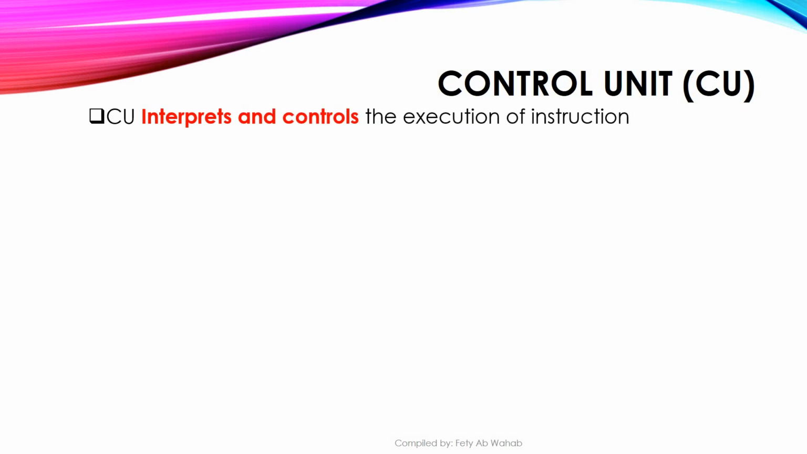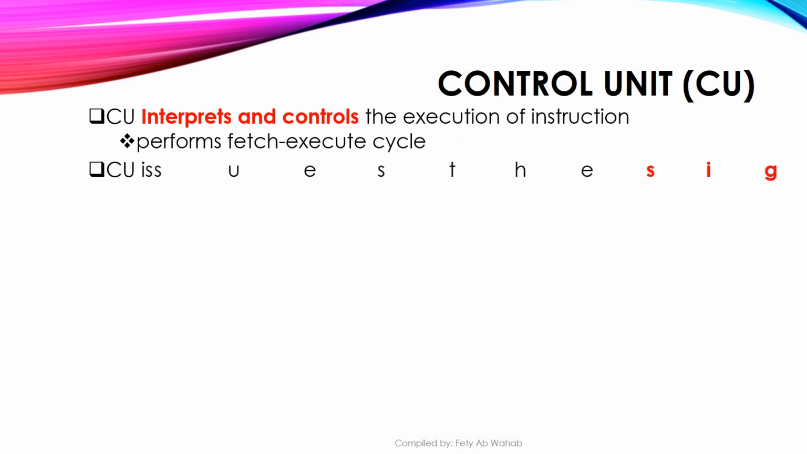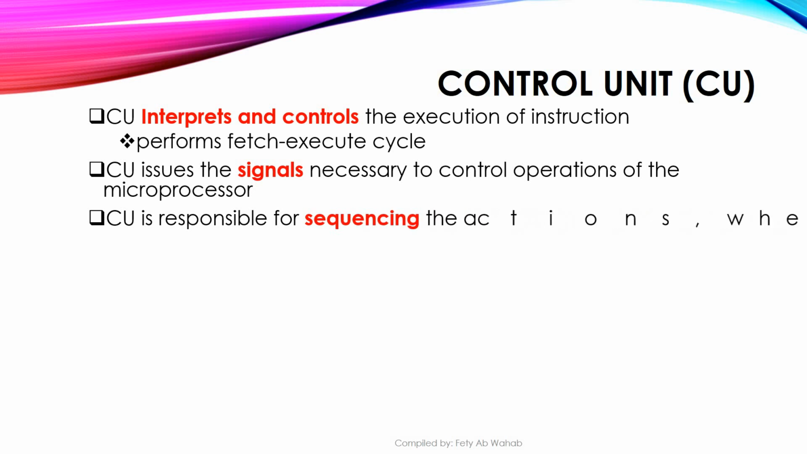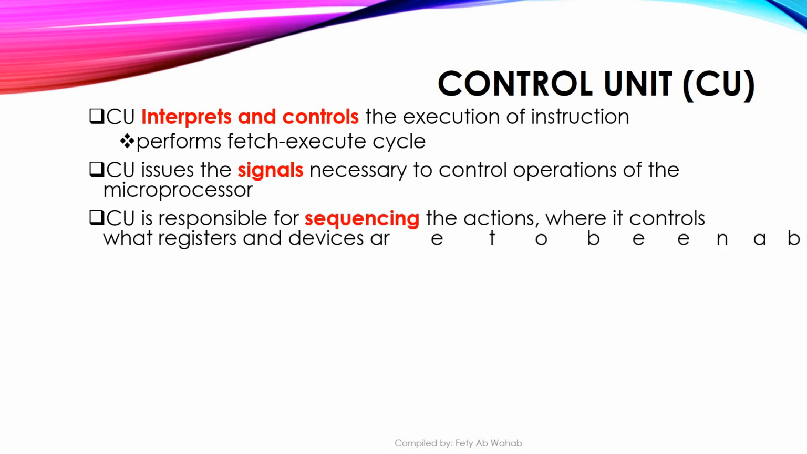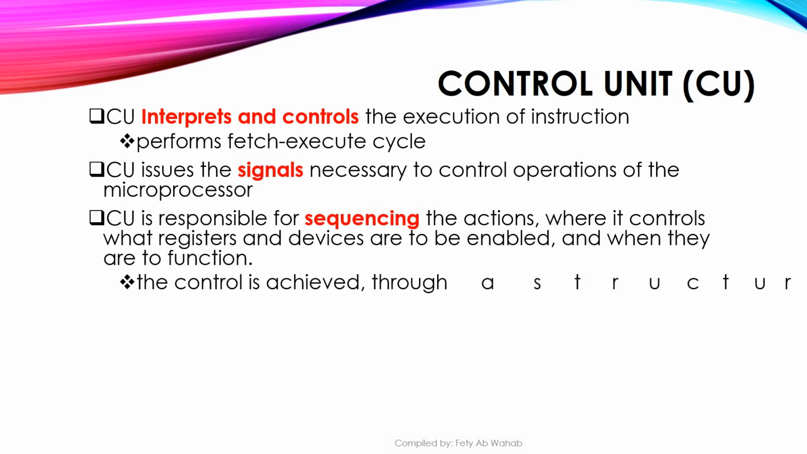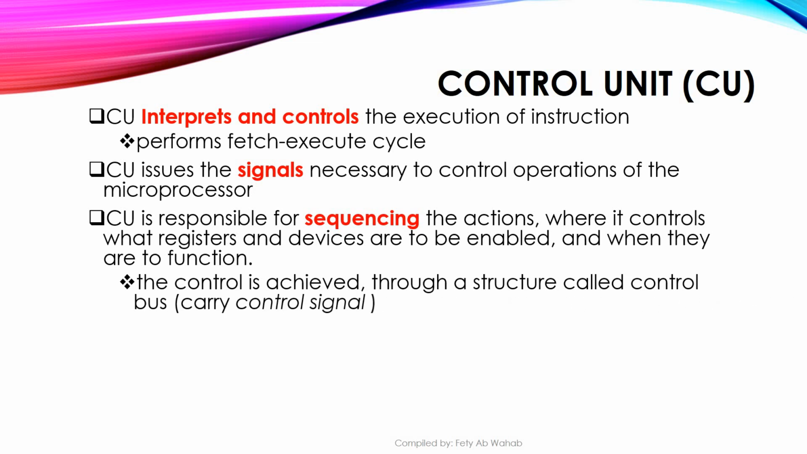Control unit, CU. CU interprets and controls the execution of instruction. Performs fetch-execute cycle. CU issues the signals necessary to control operations of the microprocessor. CU is responsible for sequencing the actions, where it controls what registers and devices are to be enabled, and when they are to function. The control is achieved through a structure called control bus, carrying control signals.